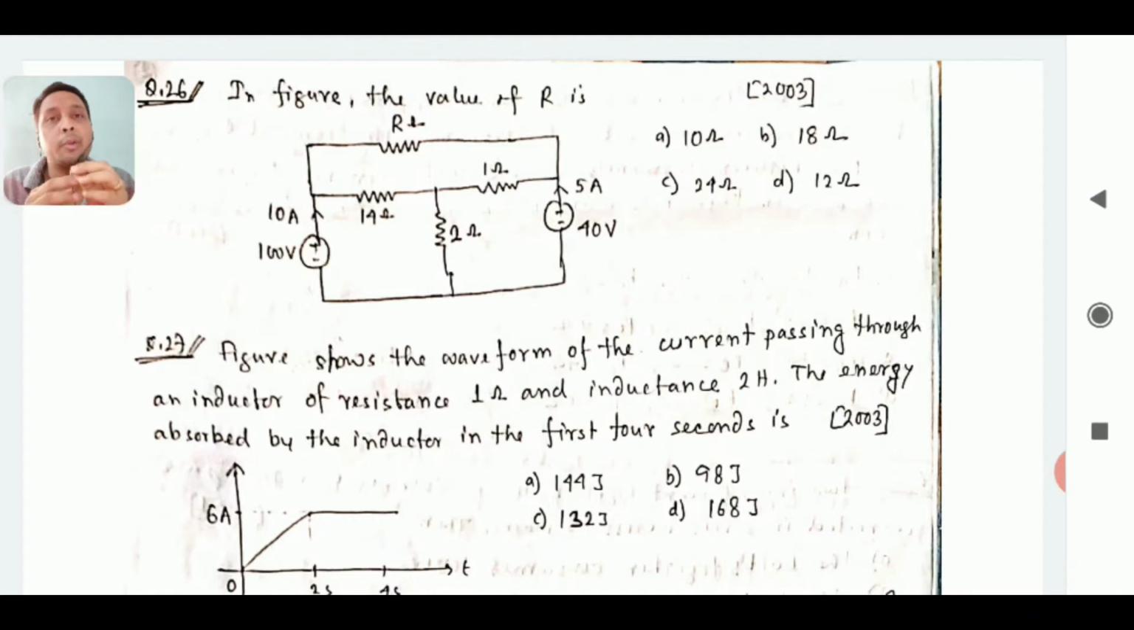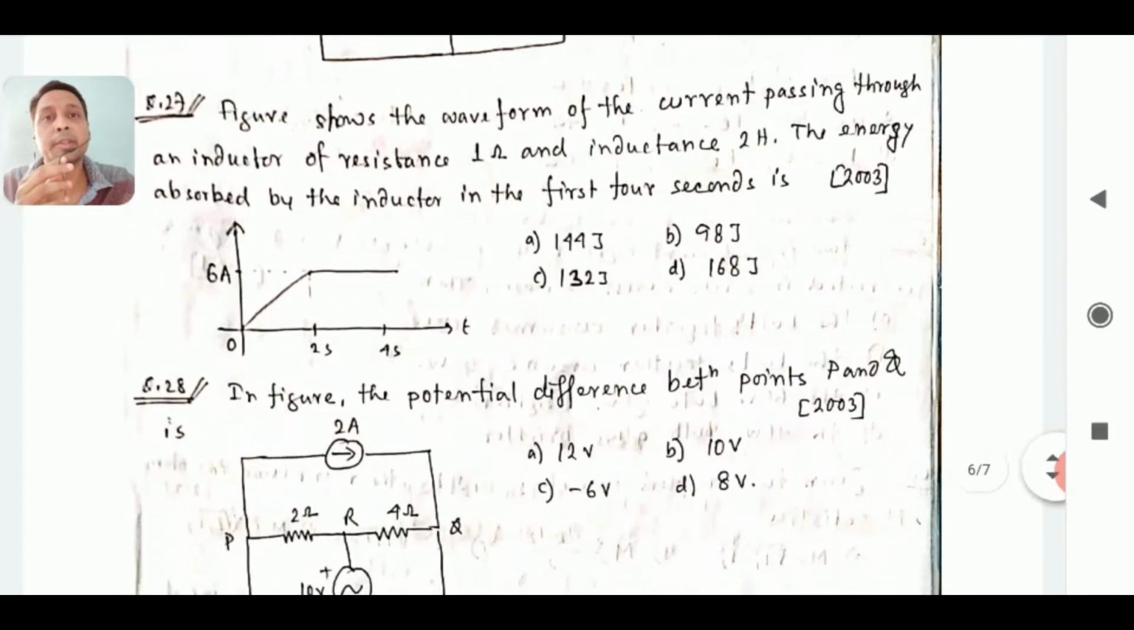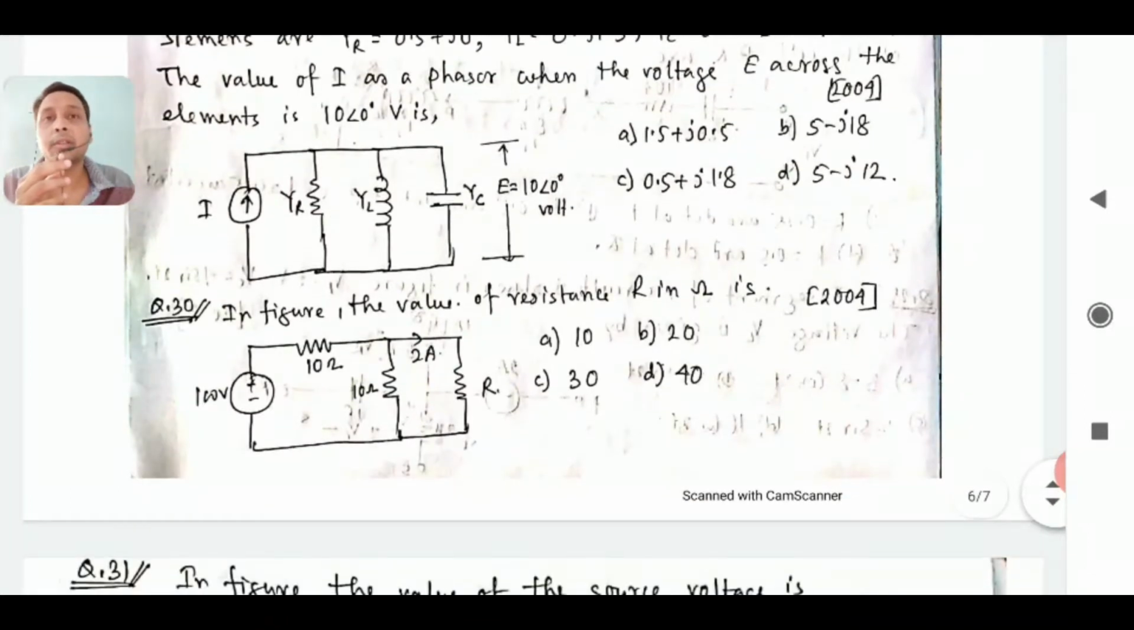Okay students, welcome to lecture 6 of this GATE electrical circuit series. Today I have taken 5 questions, question number 26 to question number 30. Okay, then let's try to solve these questions.